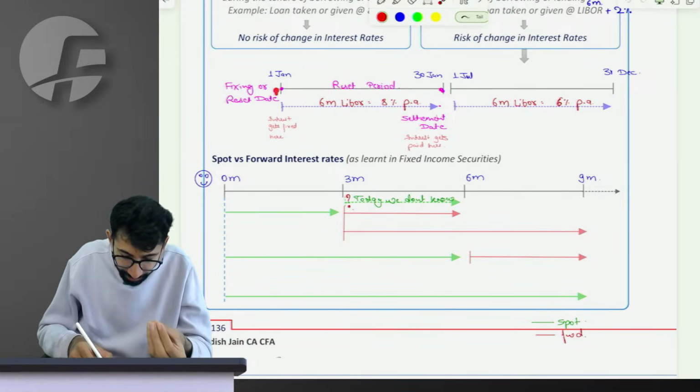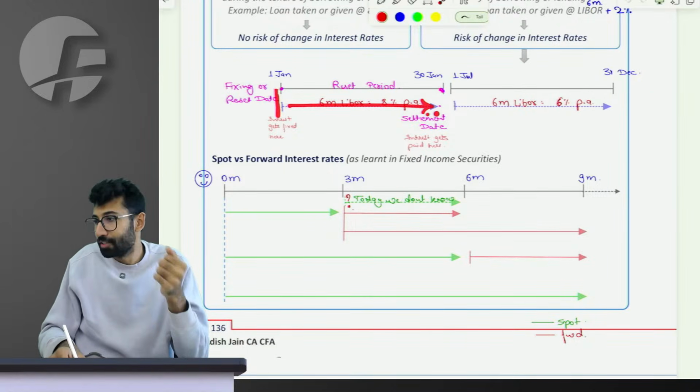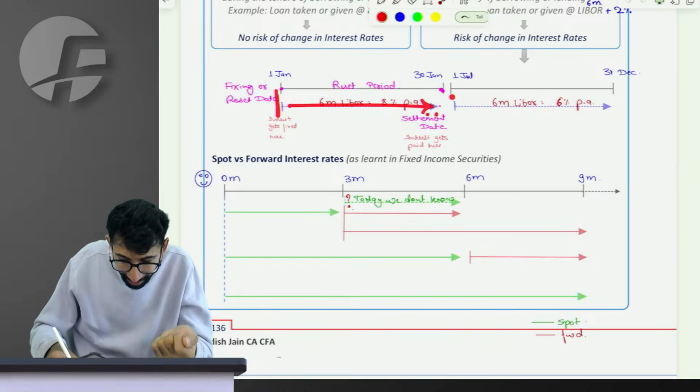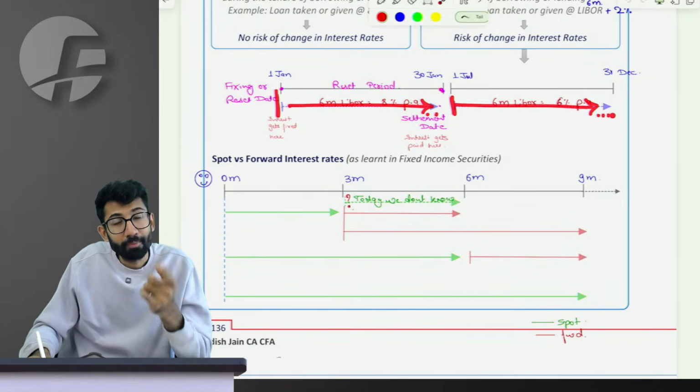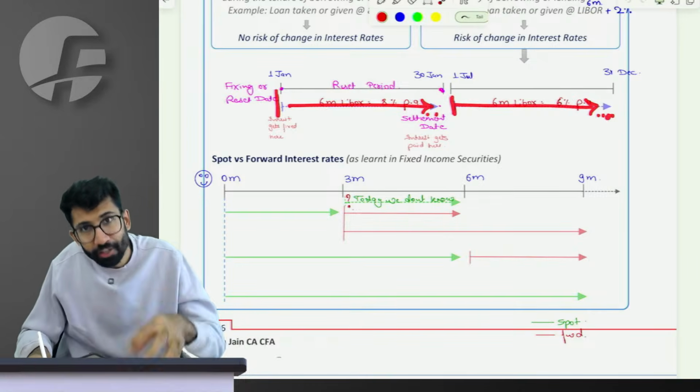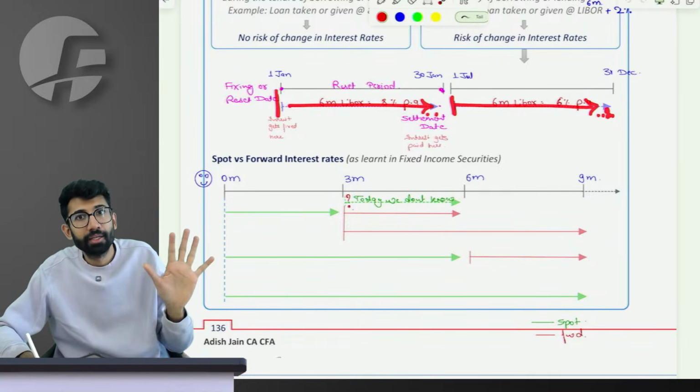So I was saying, at 0 point we know what rate will prevail for the next 6 months. But similarly, do we know, after 6 months, for the 6 months, what will be the rate that will prevail in the market? No. The rate of interest of a future date, we don't know today.